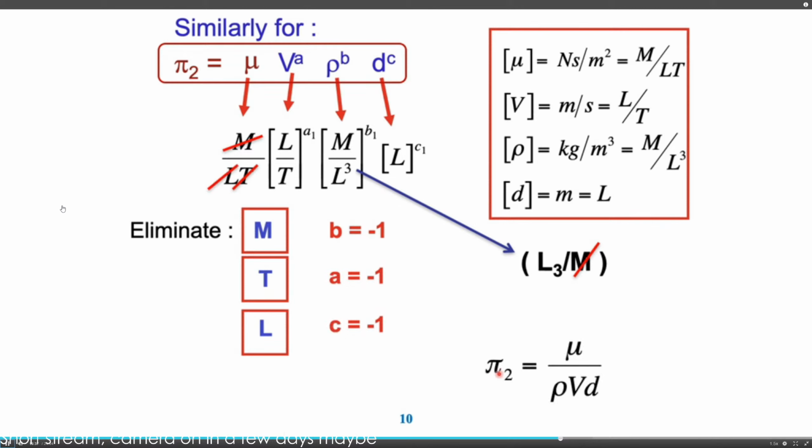And you have the second pi group. So we can write mu over rho Vd is dimensionless, or more commonly, you invert it, rho Vd over mu, that's Reynolds number. You should use that.